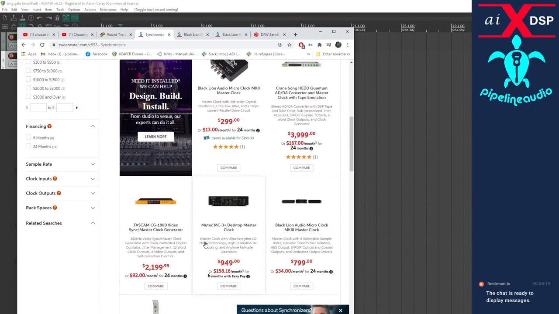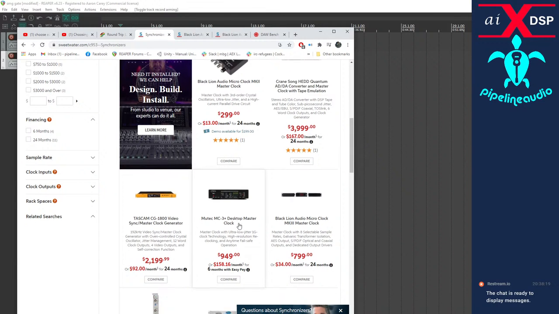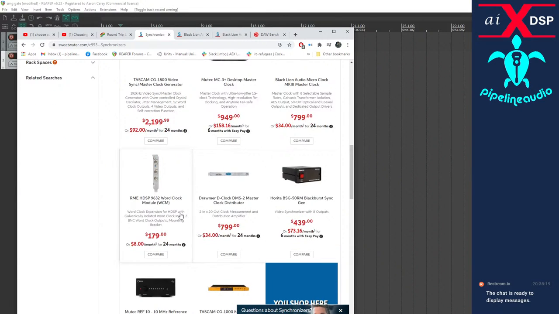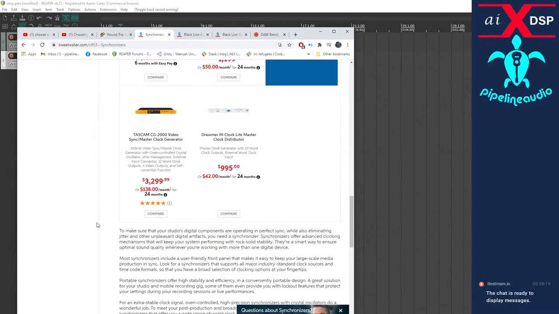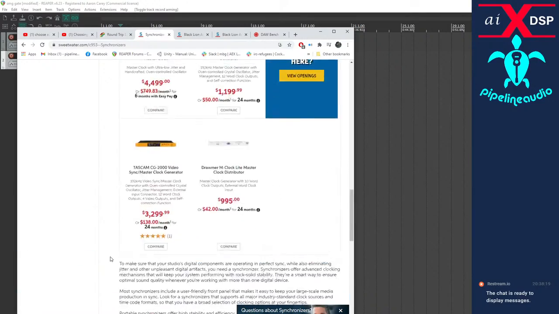Tascam, $2,199. So basically $2,200 for 12 word clock outputs. I mean, it's just ridiculous. And then there's a company, I say RME. Okay, so the guys who aren't going to rip you off, you know, $179 for their word clock add-on for whatever their thing is. But I think it comes with some of their cards anyway. But there are some absolute howlers when it comes to word clock.